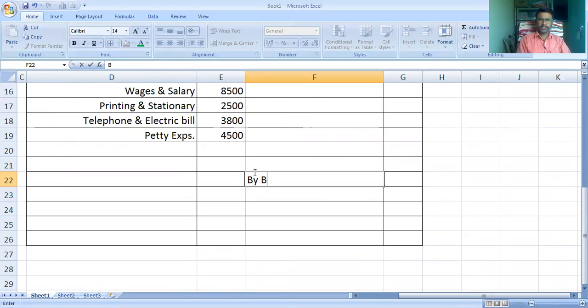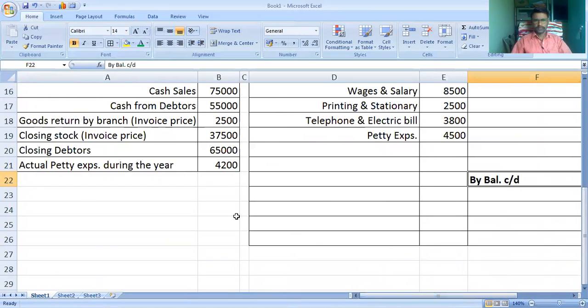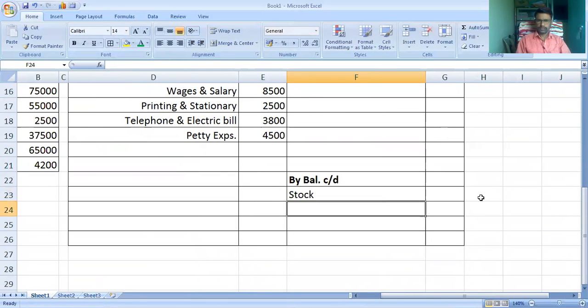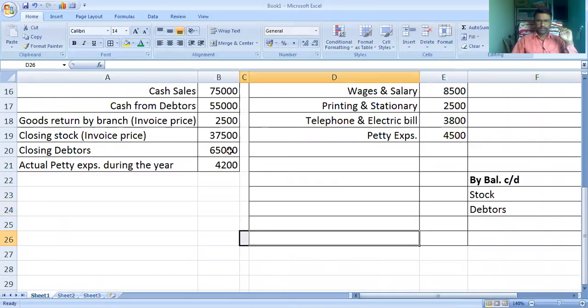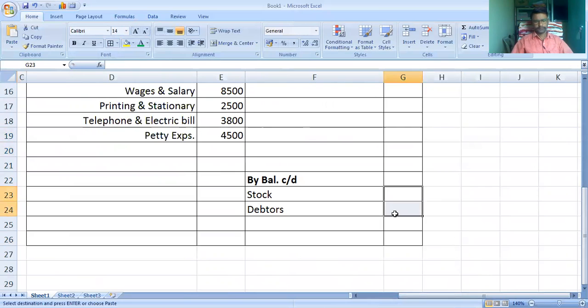Credit side: by balance carried down. Under this heading, three items as I am taking here: stock, debtors. Stock amount rupees 37,500, that is closing stock, and closing debtors amount rupees 65,000.